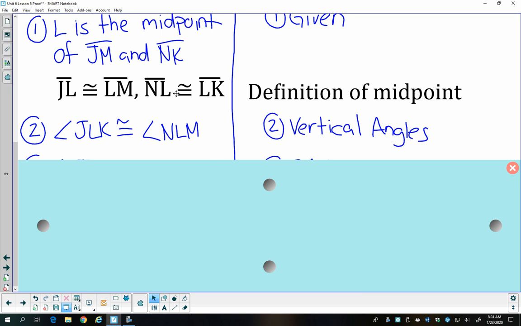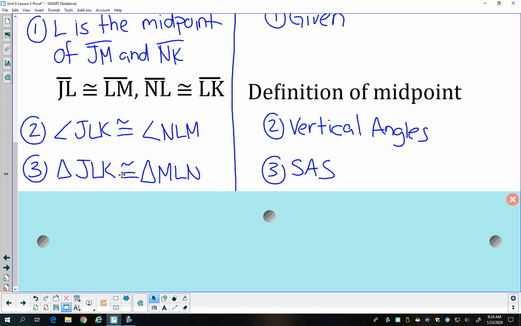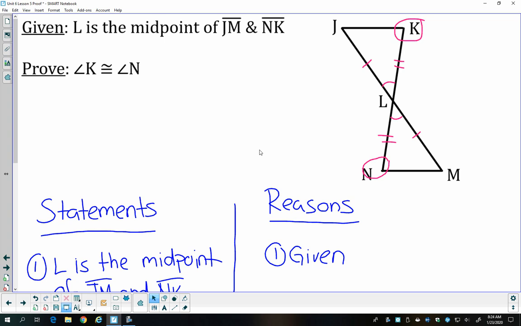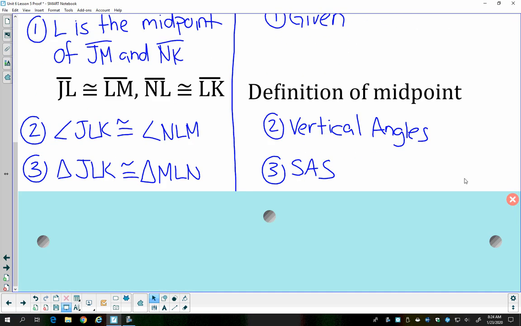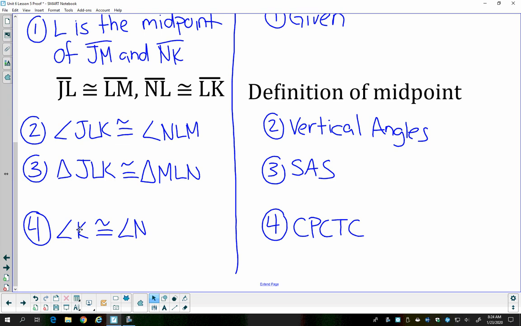Now I have two pairs of sides congruent, one pair of angles. I can say those triangles are congruent by side angle side. We're not done because I want to prove those two pieces are congruent. So I have one more step, and it's to say that K is congruent to N because corresponding parts of congruent triangles are congruent.